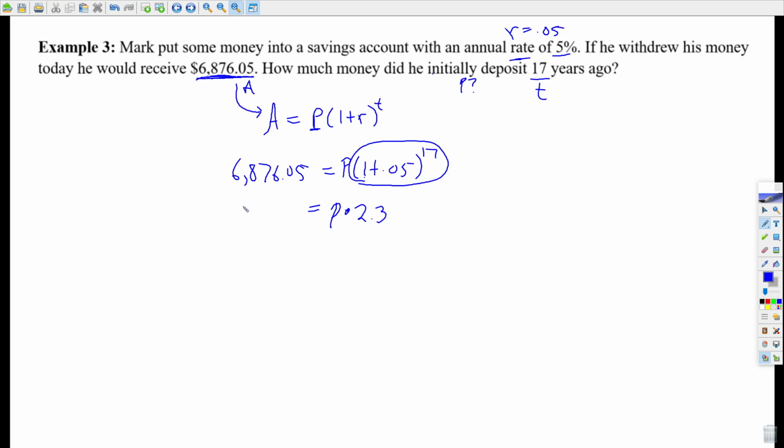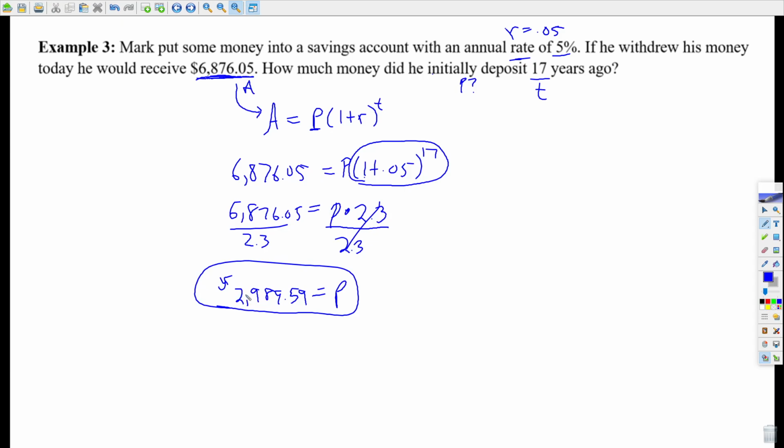And then over here we have this still is 6,876.05. So now to solve this equation, we have multiplication between these two things here. To get P by itself, we have to divide by the 2.3. And let's see what we get as our principal. 6,876.05 divided by 2.3. So I got about 2,989.5. Yeah, we'll round that up to 3,000.